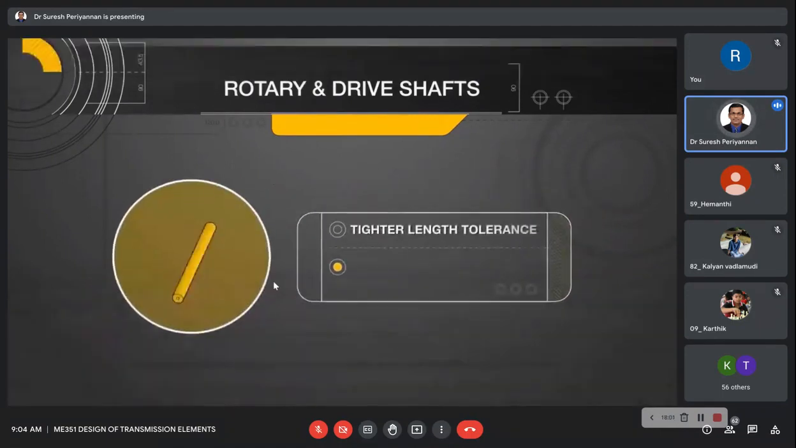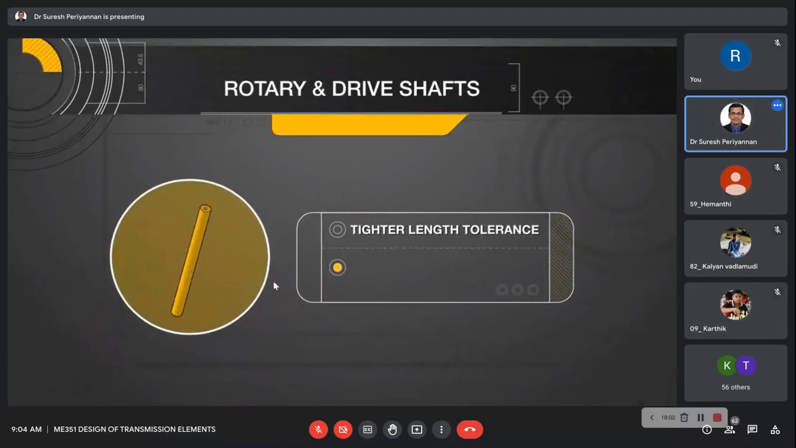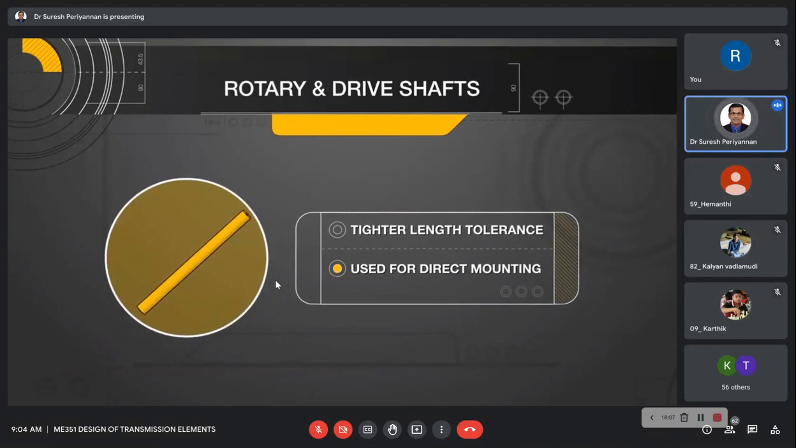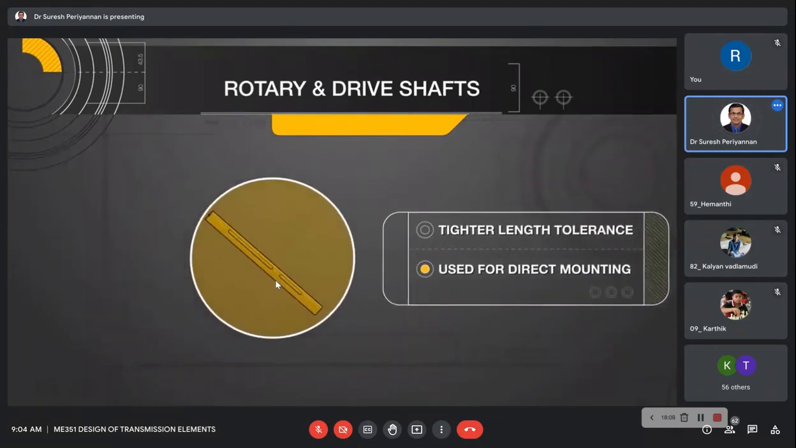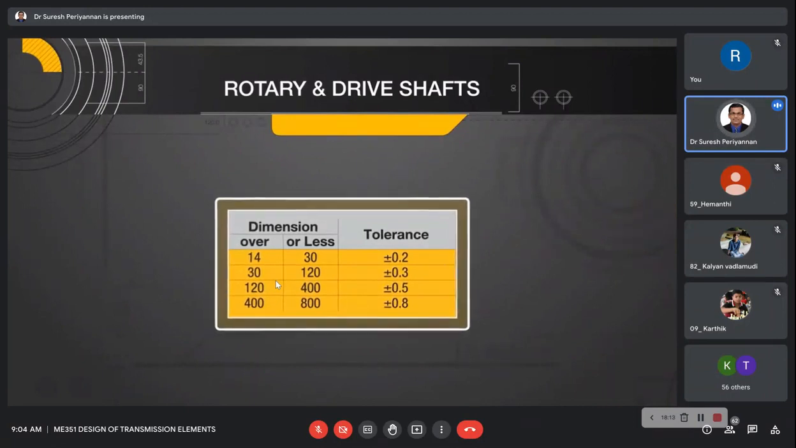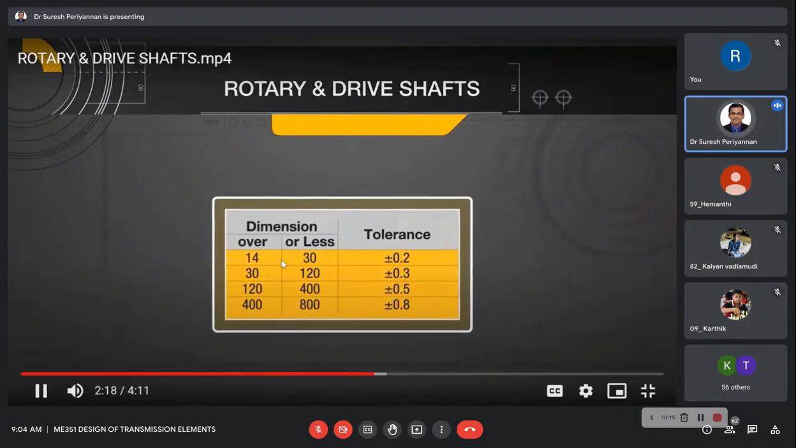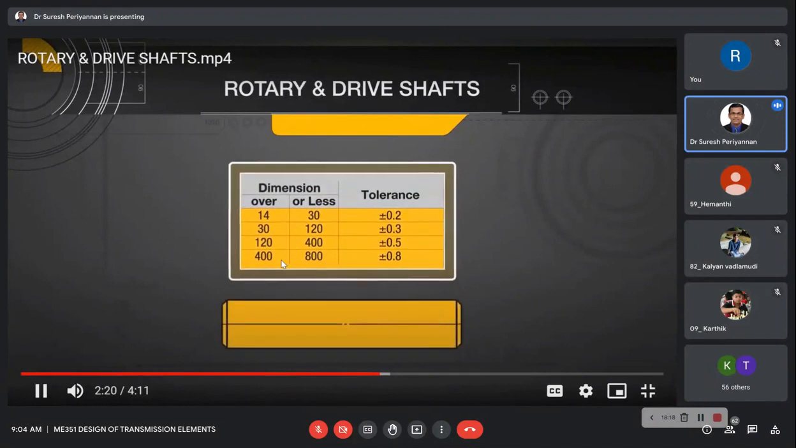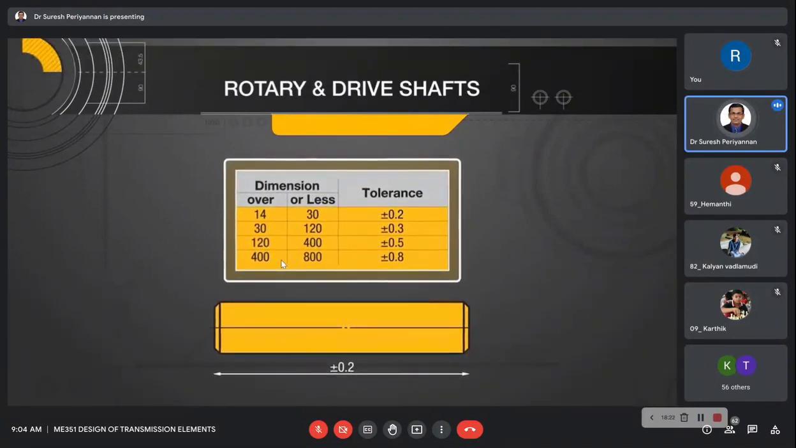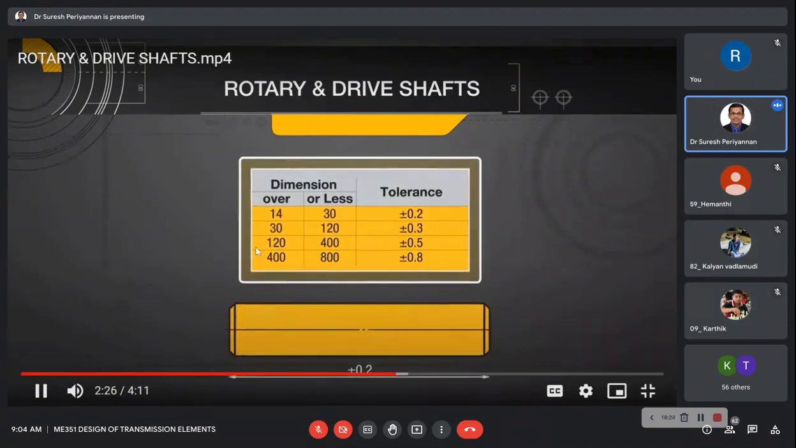Drive shafts have a tighter length tolerance than rotary shafts. This is because drive shafts can be used for direct mounting, where the length tolerance is important. Here are the tolerances of rotary shaft lengths, showing that tolerances are different depending on the length range. Compared to drive shafts, they have a tolerance of plus or minus 0.2 millimeters at any length.